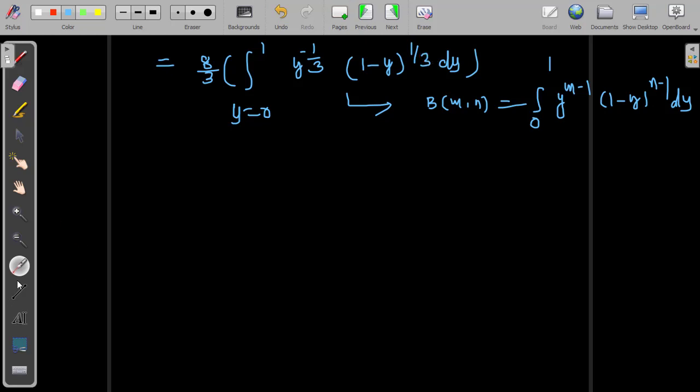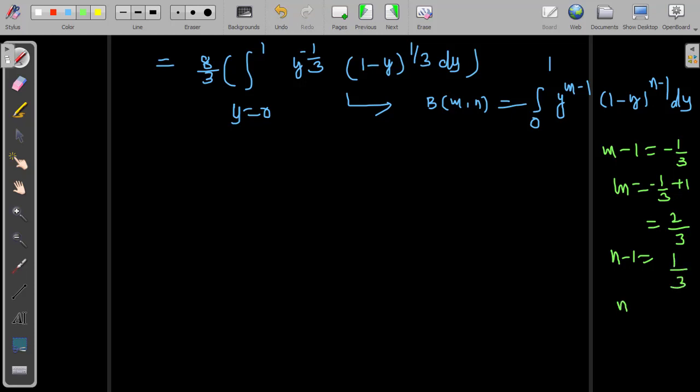It's a very simple trick. Simply make m minus 1 equal to this minus 1 by 3. From that you will get the m value, m equal to minus 1 by 3 plus 1, which gives 2 by 3, because minus 1 plus 3 is 2, so 2 by 3. Similarly, n minus 1 equal to this power, which means 1 by 3. From that you will get n, 1 by 3 plus 1, this is 4 by 3. Now our m comma n values respectively, m equal to 2 by 3 and n equal to 4 by 3.